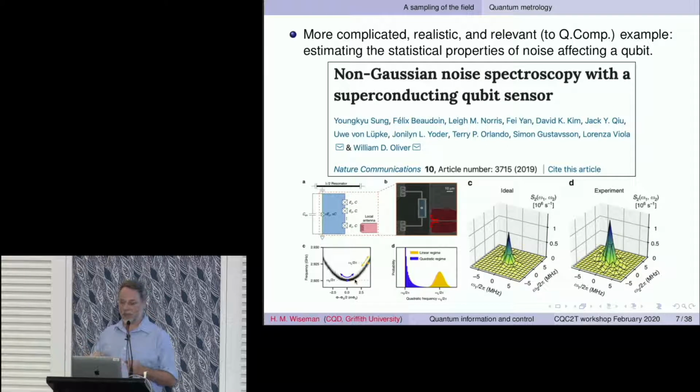You have higher order spectra, and this was the first experiment showing this. So this is a bispectrum, which is the simplest sort of higher order spectrum, and they show that it is possible to reconstruct, more or less, what was put in from the experimental data. Okay, so that's just two examples of quantum metrology.